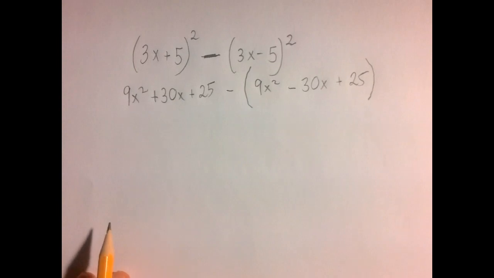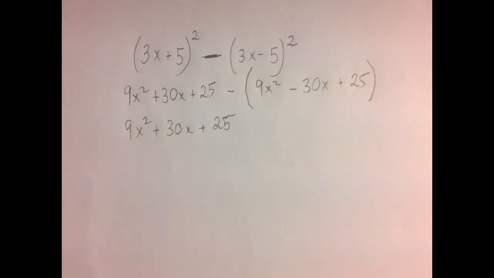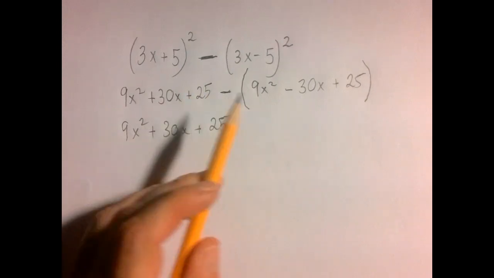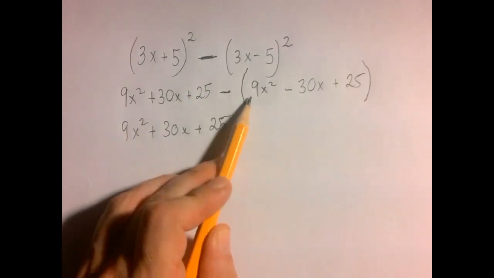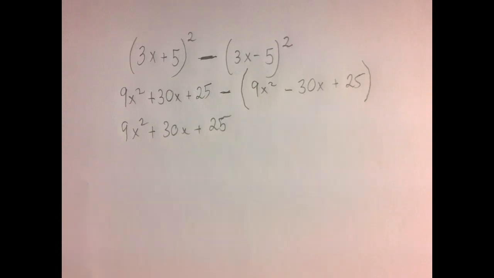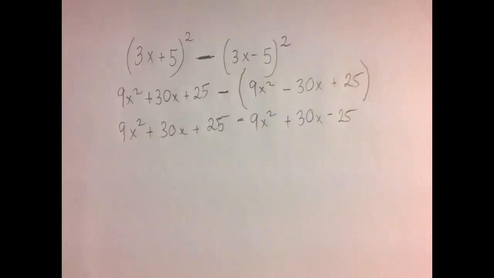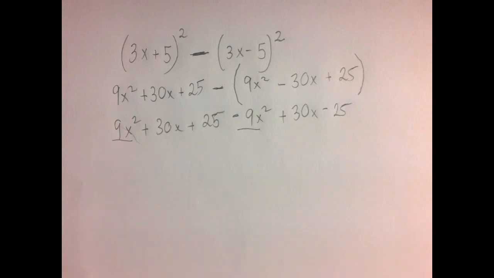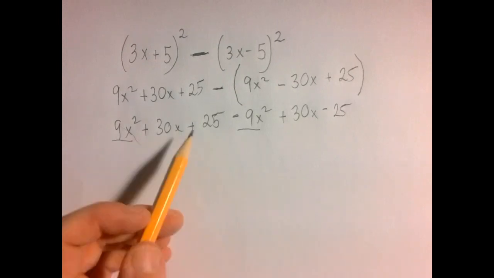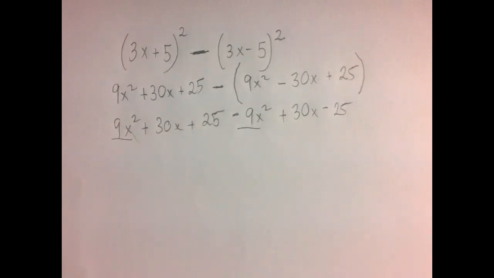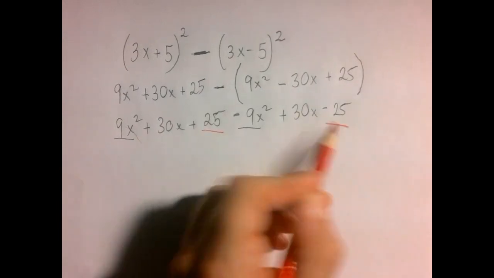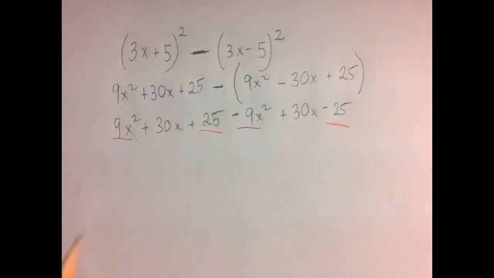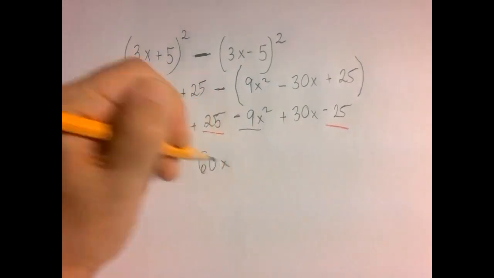So let's just write this out. To subtract is to add the opposite. So we're going to add, but we're going to change all three signs. So this is going to be a negative, this is a positive, this is a negative. So we're going to have minus 9x squared plus 30x minus 25. And now let's combine like terms. 9x squared and negative 9x squared cancel out each other, and so do 25 and negative 25. So the only thing left standing is 30x plus 30x, which is 60x.